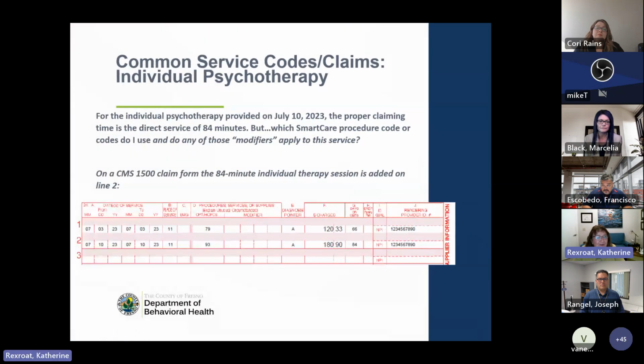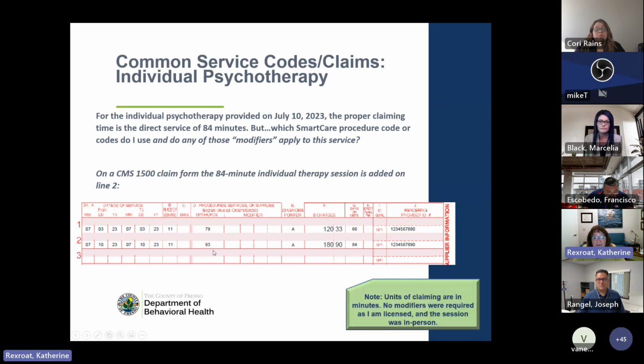So, what would this look like on a CMS 1500 form? On the CMS 1500 claim form, the 84-minute individual therapy session is added on line 2. So what you'll see is I use the 93 SmartCare code. I entered the units of 84 minutes. And then you'll notice, if anybody is quick with their math, that the charges are $180.90.